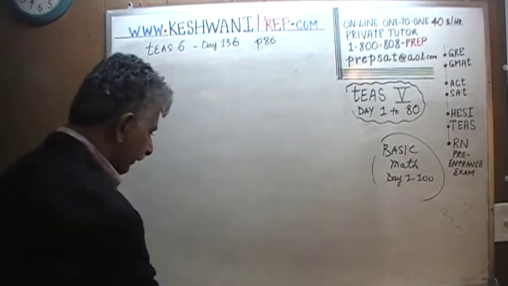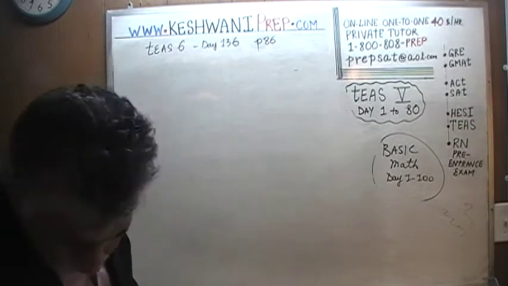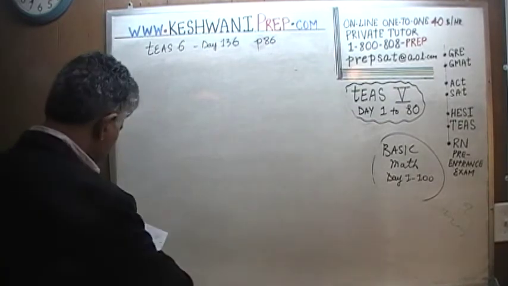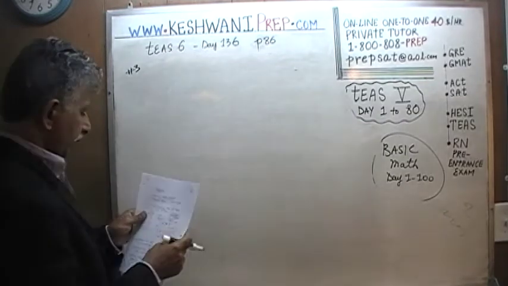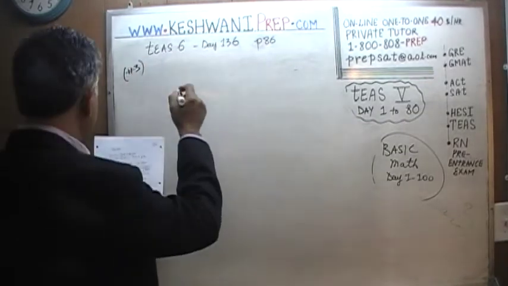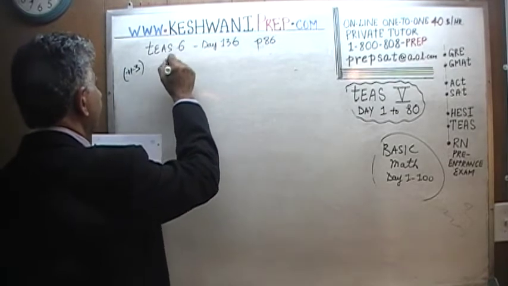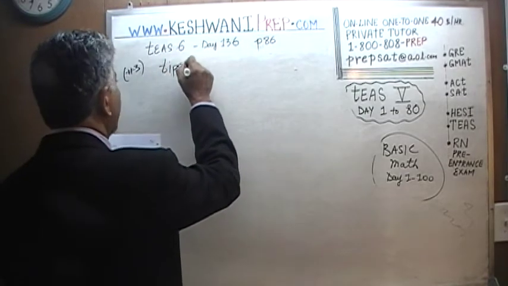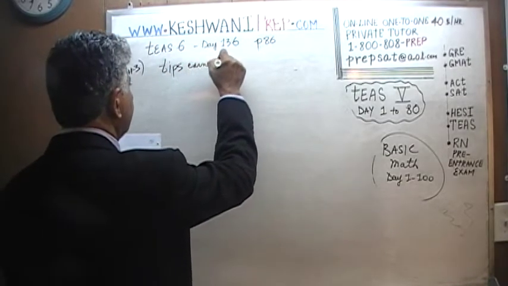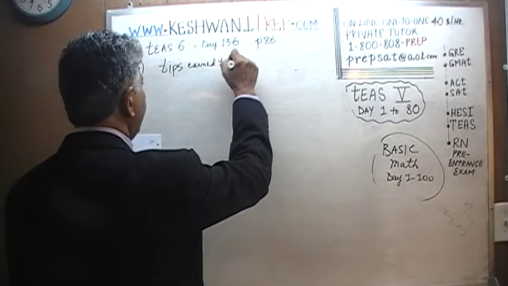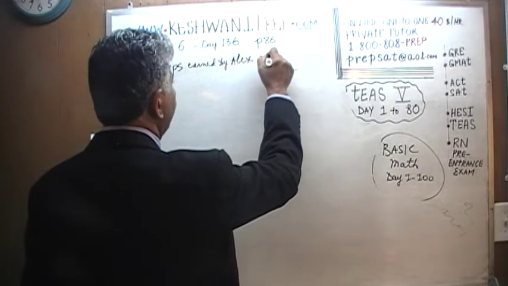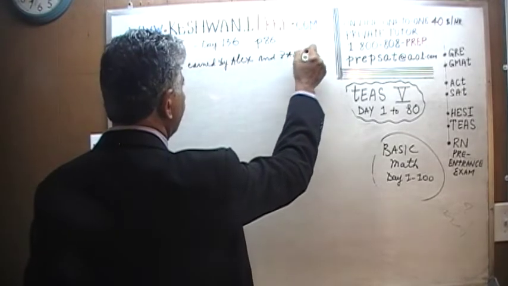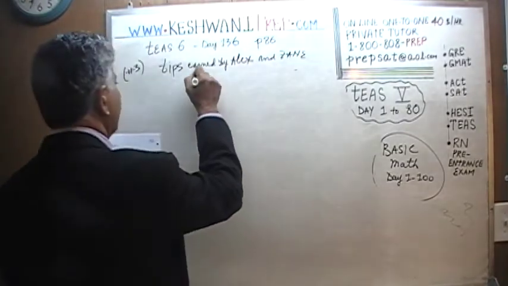On day number 136, in today's video, we will solve problem number 3 that you see there on that page. We are given a chart, and the heading of the chart is tips earned by Alex and Zane during the week.